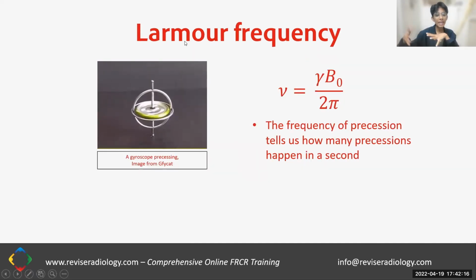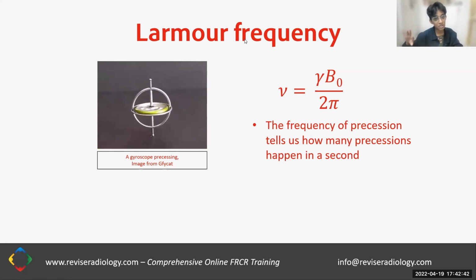And the way in which this phenomenon, which is called precession, happens, we have a term to describe that, and that is the frequency of precession. So that lets us know how many precessions happen in a second. And this is known as the Larmor frequency. And the Larmor frequency is an aspect of the proton. And the equation which describes it is given there.